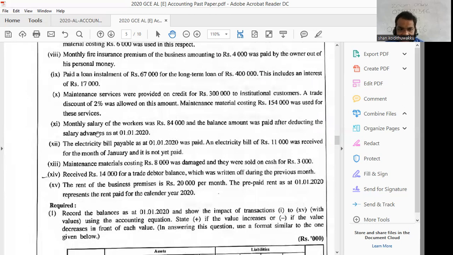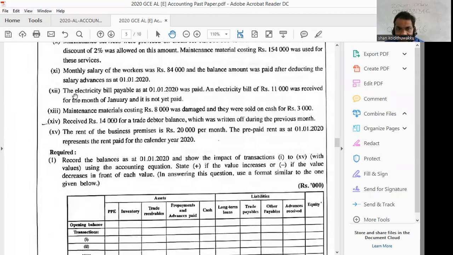As they have mentioned, the electricity bill payable as at 1st January 2020 was paid. That means last month's electricity bill, now they have paid this month, 12,000. Therefore, under cash, we can put minus 12 and minus 12 for accrued electricity. Like this.